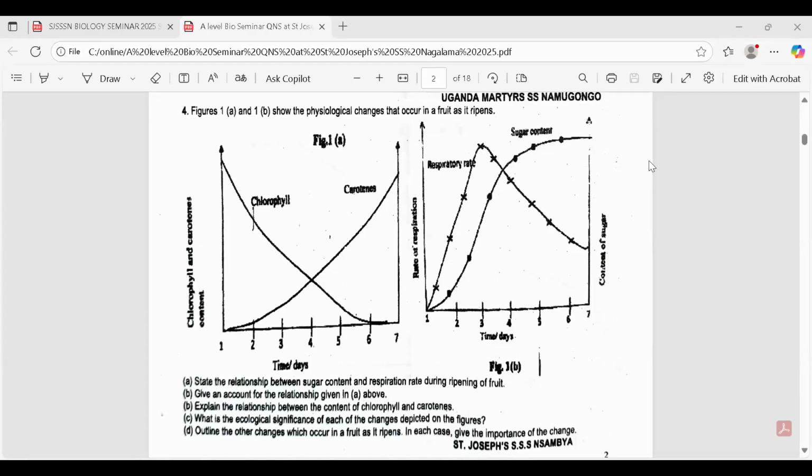I hope we are good to go there. So we can proceed to the part B. Okay, I see Butogota team has something to say here.